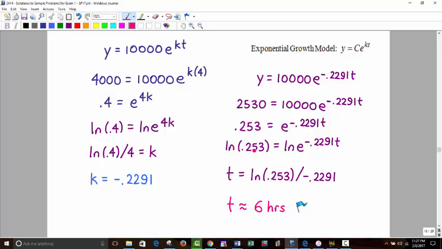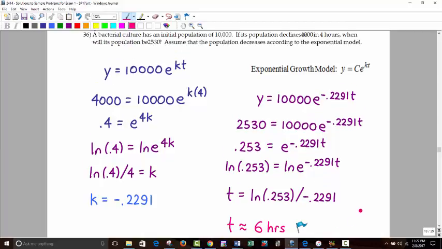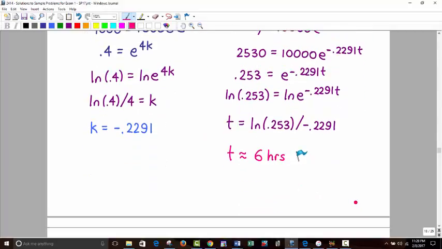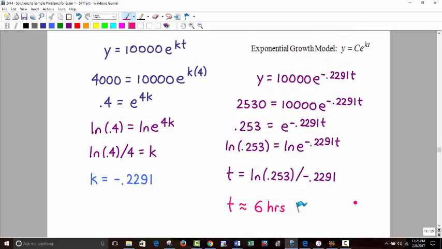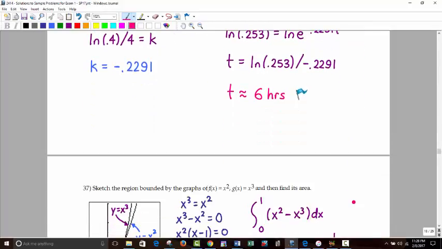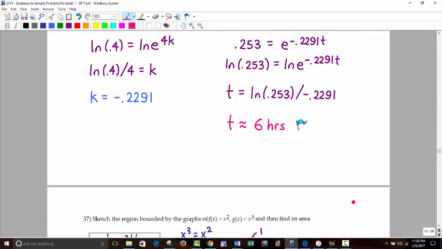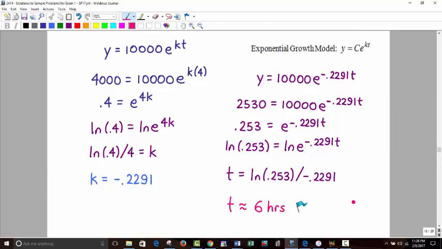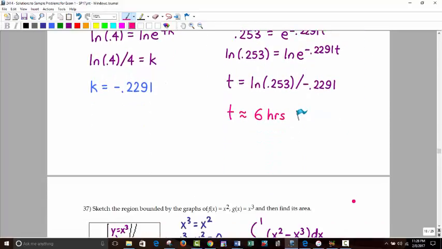So we natural log both sides, kill the e. You end up with natural log of 0.253 divided by that exponent, negative 0.2291. You see I put the squiggly in there for approximation. It didn't ask for the nearest hour, and I don't know exactly what answer that is. I guess I could put that in there at some point. I don't see a calculator screen, but evidently it's roughly about 6 hours, rounded to the nearest hour.